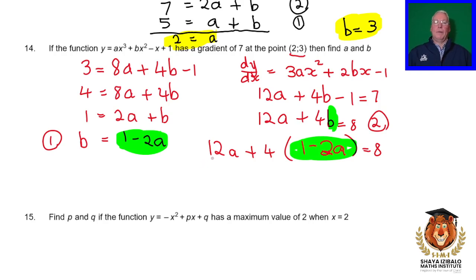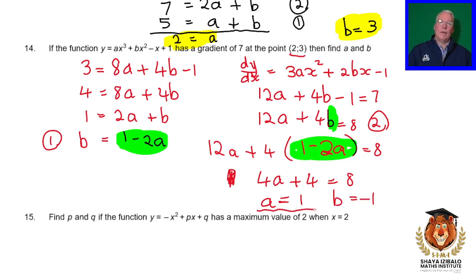Okay, so now what we're going to get is 12a plus 4 minus 8a. We're going to get 4a plus 4 equals 8. And now we can solve for a. We're going to subtract 4 from both sides. We get 4a equals 4. a must be 1. And b will be 1 minus 2 lots of a. b will in fact be minus 1. Okay, and there's our answer.